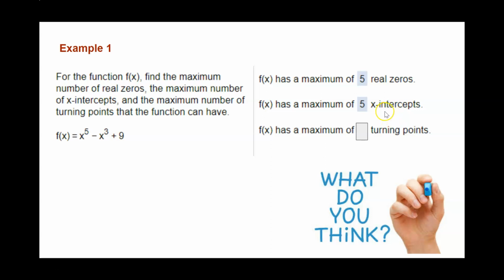Because real zeros and x-intercepts mean the exact same thing, we're going to have that. That's where it's going to cross the x-axis 5 times also. So again, these are kind of similar.